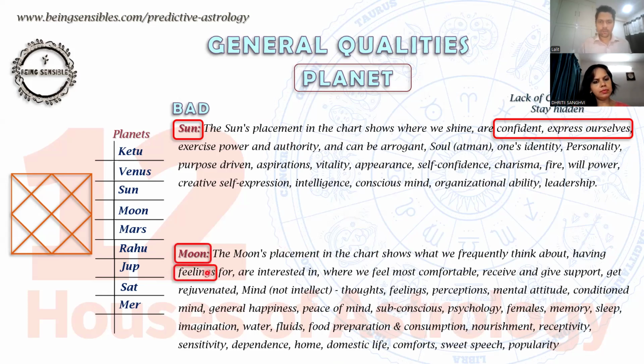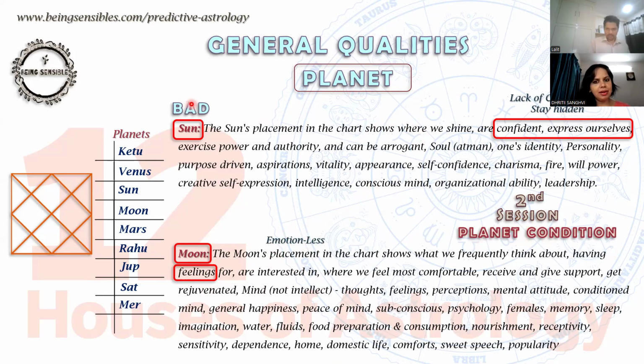Okay. Like the Moon, which indicates feeling, but somewhere you find someone very emotionless. In the second session we're going to understand these conditions. Here is just general understanding. Emotionless happens when the combination is bad. In the second session, you're going to learn how to conclude whether you have good or bad. But I'm just giving the idea.